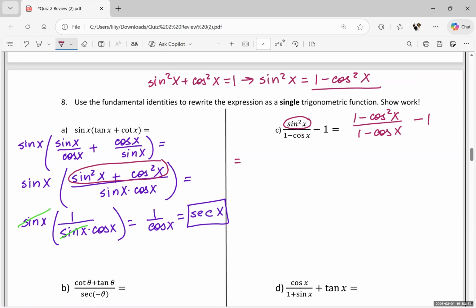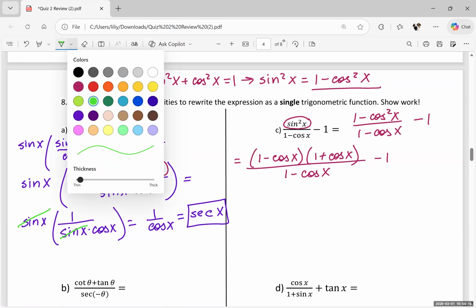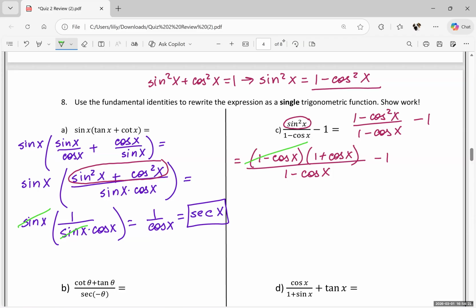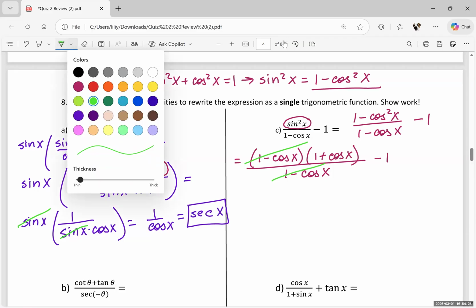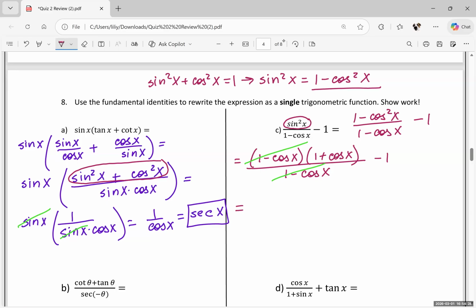You have to recognize that the numerator is the difference of two squares, and you have to factor it according to the difference of two squares formula, leaving you with 1 minus cosine x times 1 plus cosine x divided by 1 minus cosine x, minus 1. Now you can reduce 1 minus cosine x on top and on the bottom, leaving you with 1 plus cosine x minus 1, and 1 minus 1 is 0, so this is just cosine x.